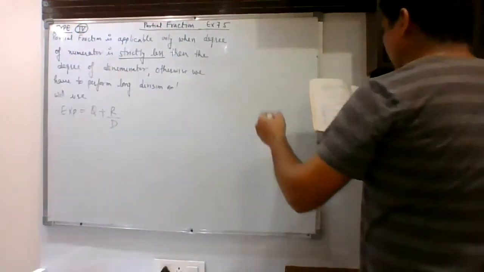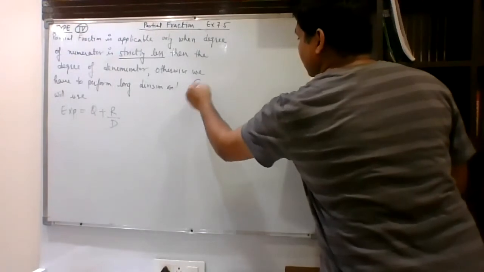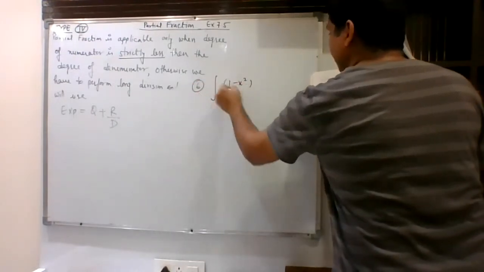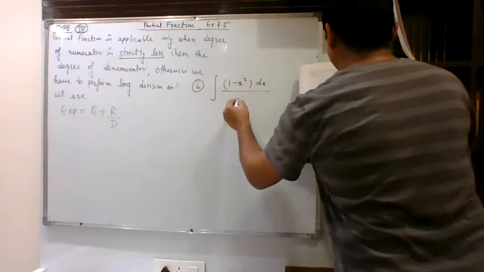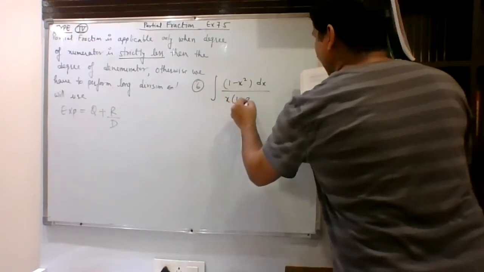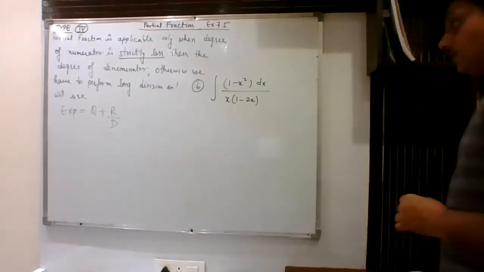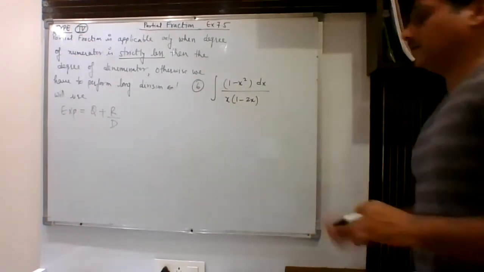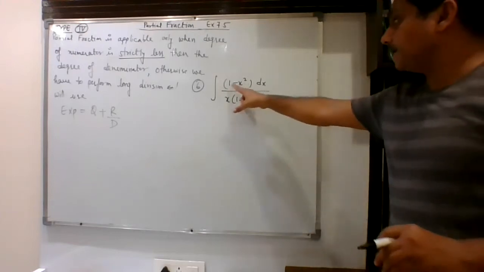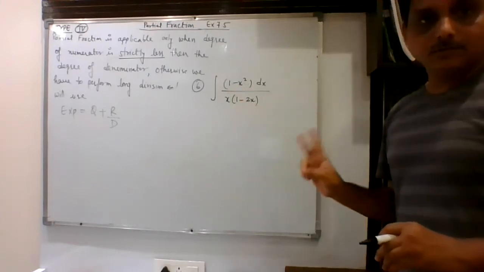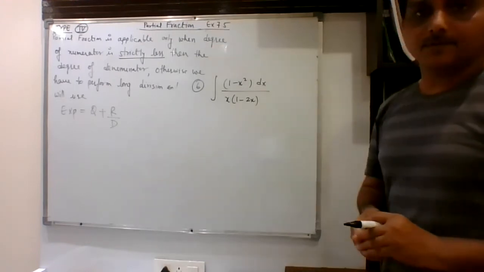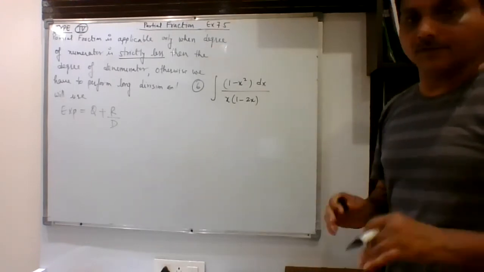Okay, next you can see this question number 6. In the sixth question, it is integration of 1 minus x square dx upon x into 1 minus 2x. Now here, first of all, we can realize one thing, that the degree of numerator is 2 and the degree of denominator is also 2, right? So here we have to apply this type 4. We have to perform long division.